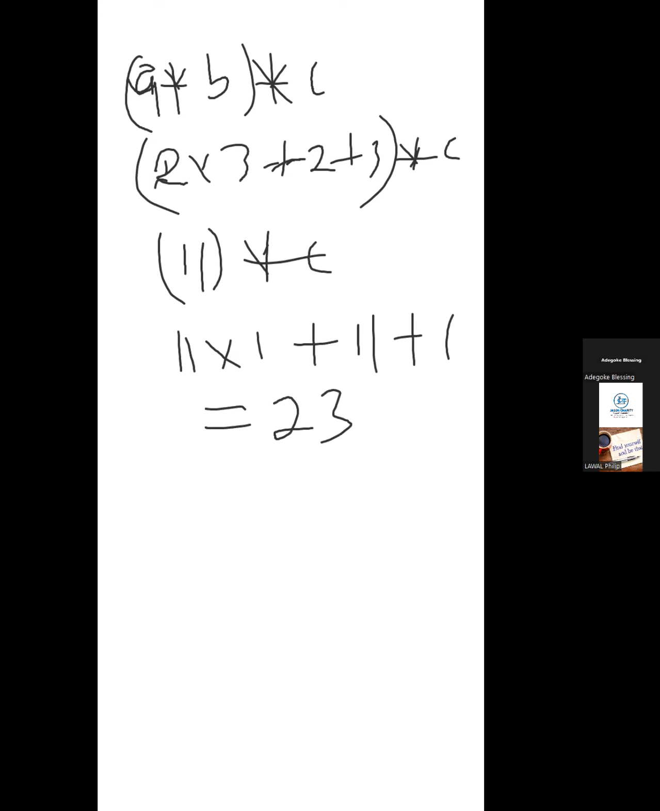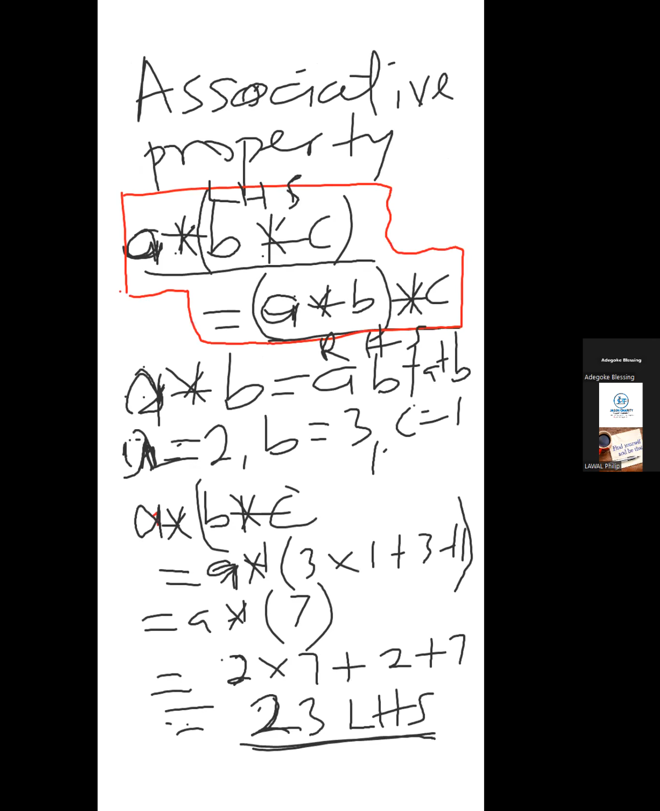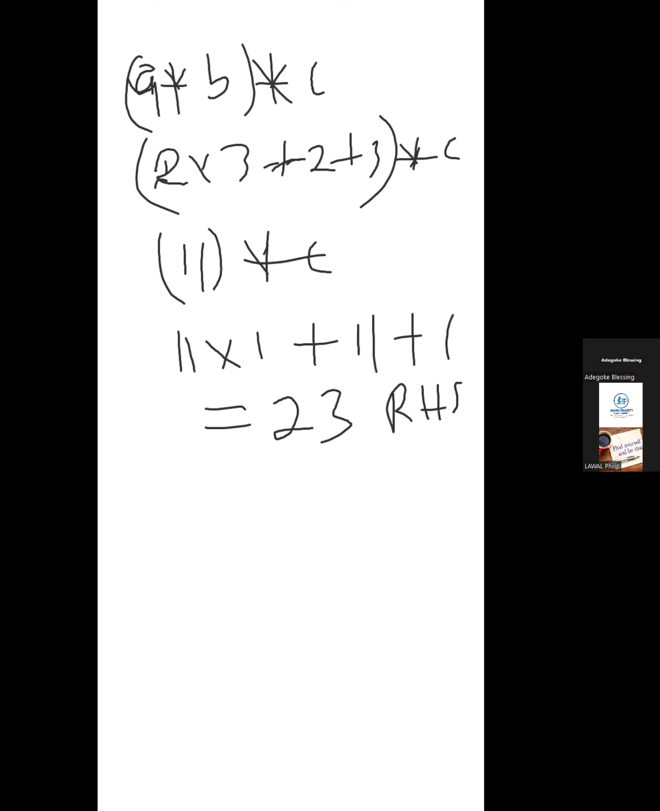Previous slide. What is the left hand side? What is the right hand side? So here in our previous slide, our left hand side gave us 23. And now our right hand side is also giving us 23. So our conclusion follows that, therefore, I want to write therefore in normal mathematical language. Star is associative. That's the conclusion. Since left hand side is equal to right hand side, then we say star is associative. Star is a binary operation that is associative.